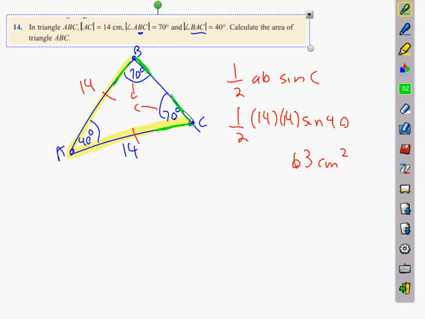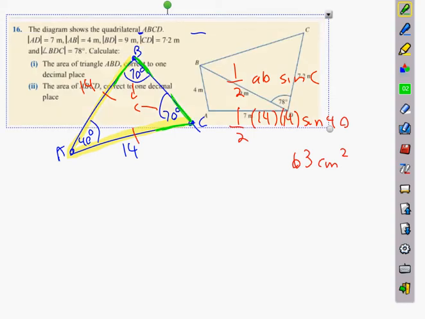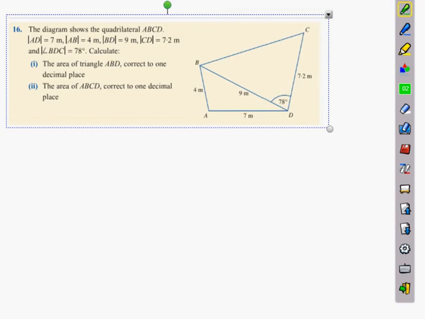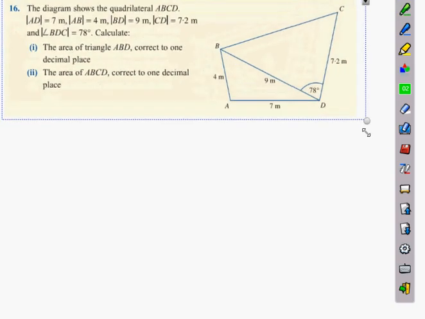Okay lads, so we're on 16 now, okay? Now, this triangle here, find the area of the triangle ABD. Any idea how do you do ABD, Mick?